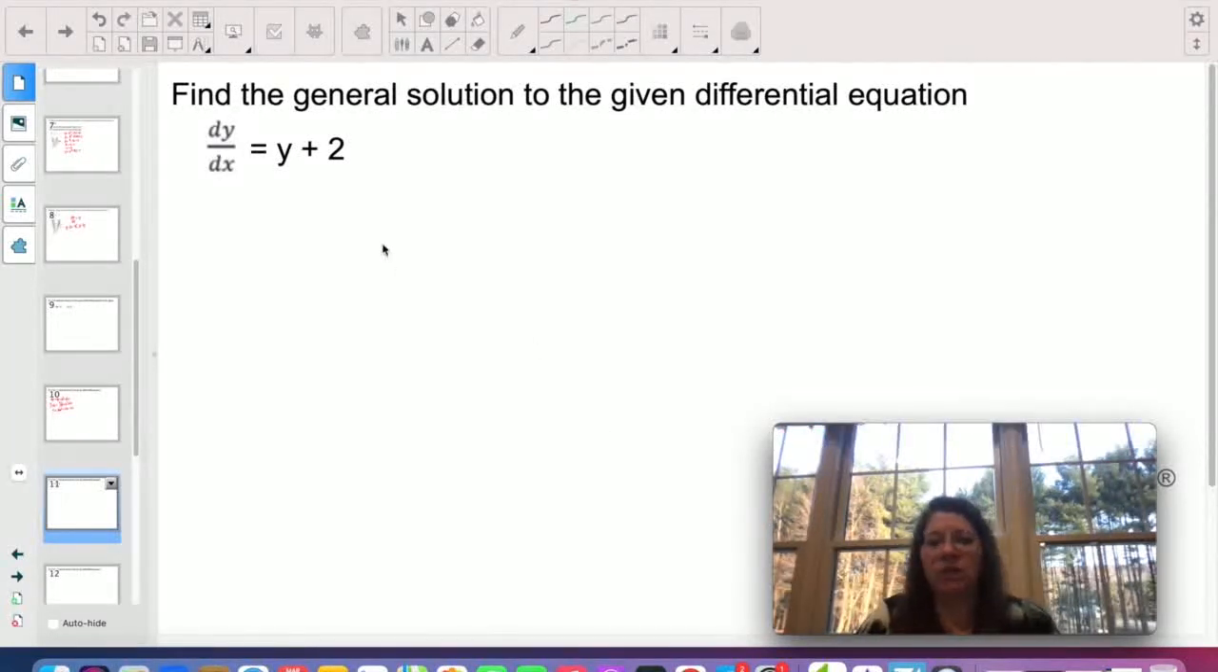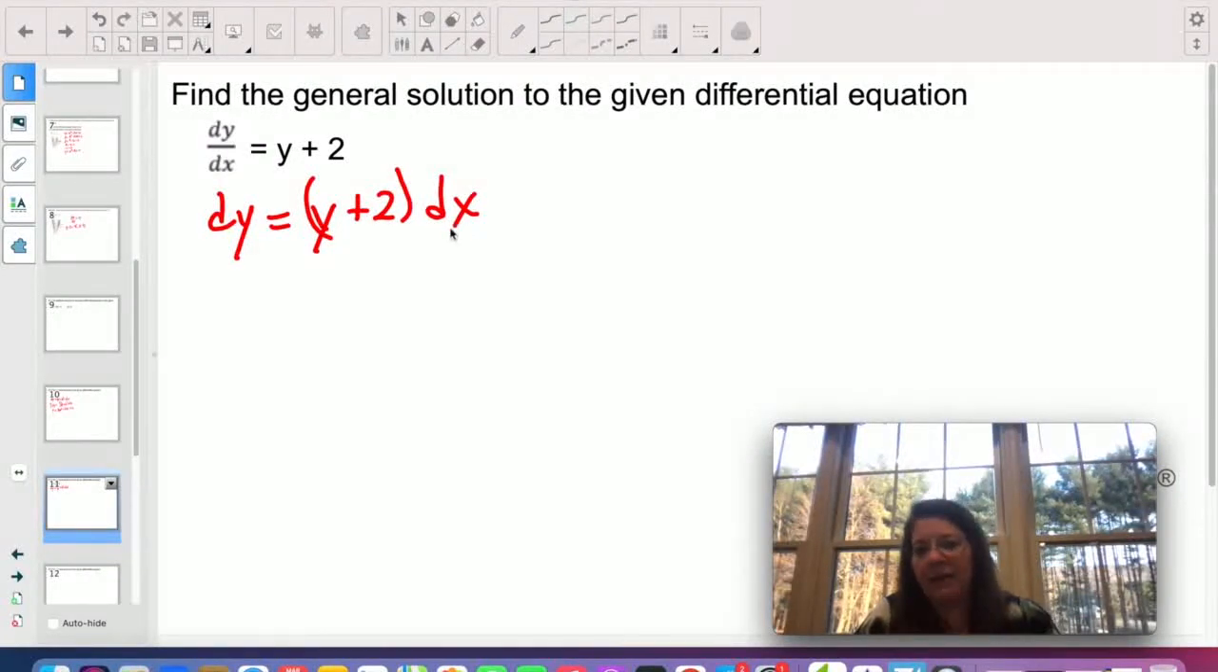First thing I'm going to do is, again, separate the variables. If you think about what that means, I'm going to take this dx and move it to the other side because I need the y's with the y's and the x's with the x's. So I've got dy equals y plus 2 times dx. Now, there's a problem here. I have the y paired with the dx. That y needs to be with the dy in order to integrate. So I'm going to divide both sides by y plus 2 and get that y with the dy on the other side.